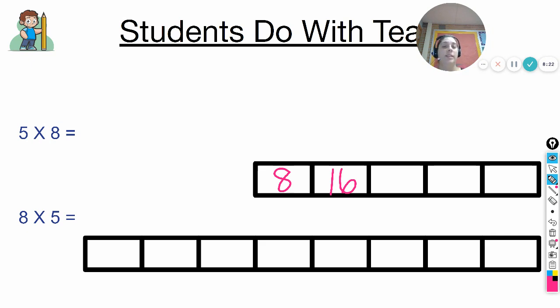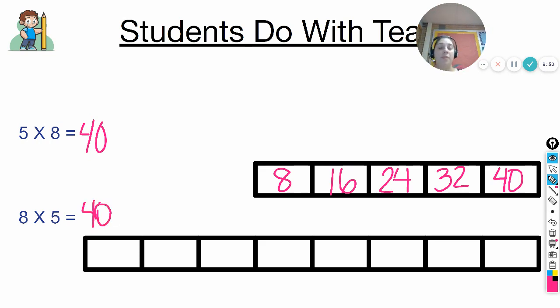Okay, so let's go ahead and see if your answers match mine. So we have 8, 16, 24, 32, 40. So 5 times 8 equals 40, which means that 8 times 5 should also equal 40.